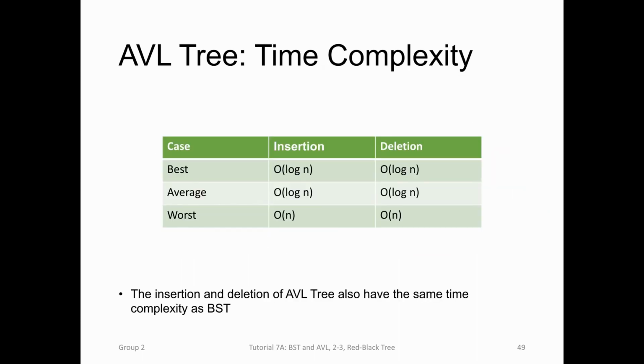The time complexity of the AVL tree. The insertion and the deletion of the AVL tree also have the same time complexity as the binary search tree. We can see the best and the average time complexity are the same, and it's big O log n. The worst time complexity is big O n.